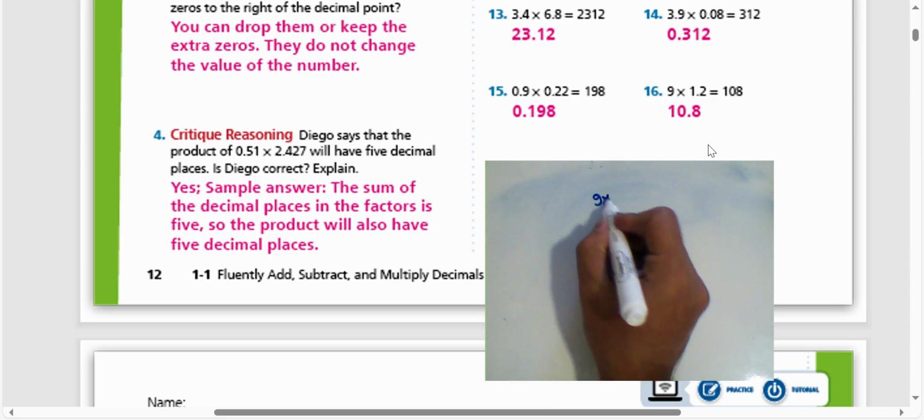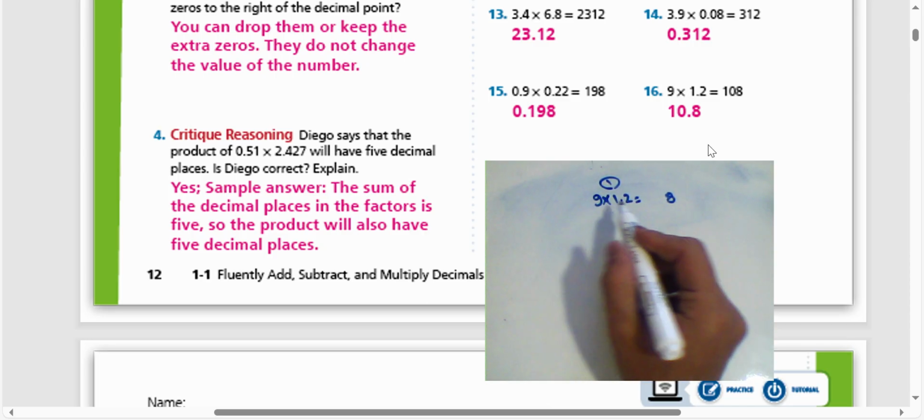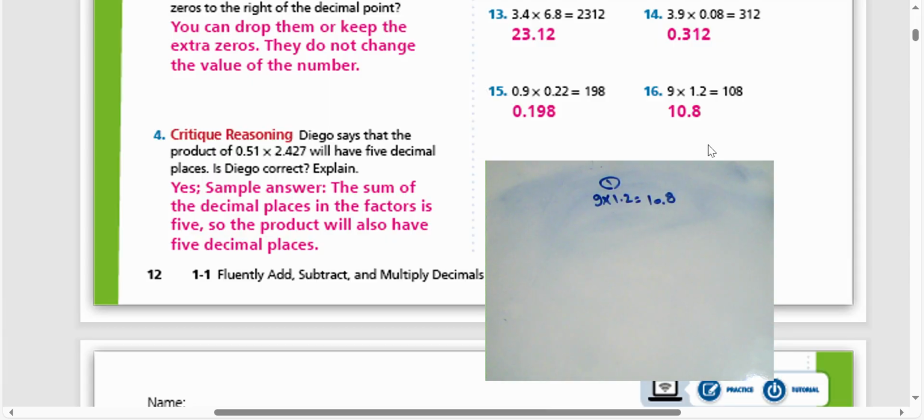And what about 9 multiplied by 1.2? 2 times 9 is 18, write 8 and carry up 1. 1 times 9 is 9 plus 1 equals 10. Then the point here after one place. The result will be 10 and 8/10. You can write the simple answer about this example.